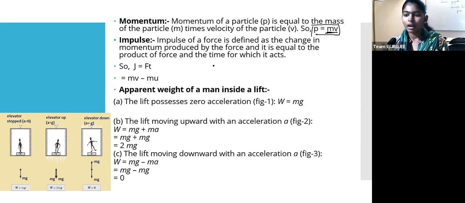The time taken for that force to act on you, together with the force, you call it an impulse. You represent it with J. J is equal to F into T, and that is nothing but your change in momentum. In this way also you can say that.